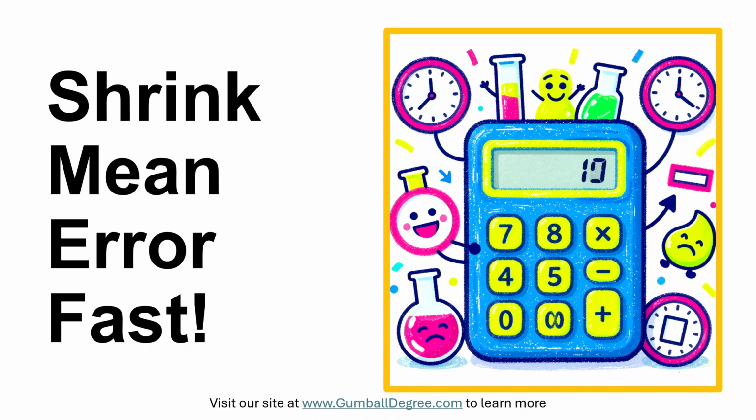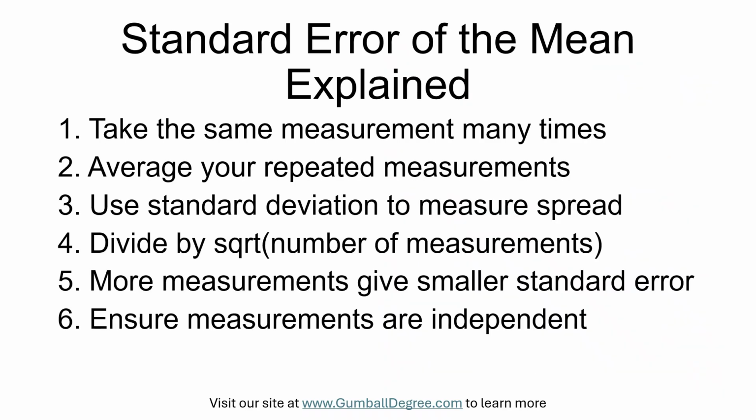The standard error of the mean is the standard deviation divided by the square root of the number of independent measurements, and it estimates how uncertain the calculated average is. Think of taking the same measurement many times, like timing how long it takes for a chemical reaction to finish, and then averaging those times.